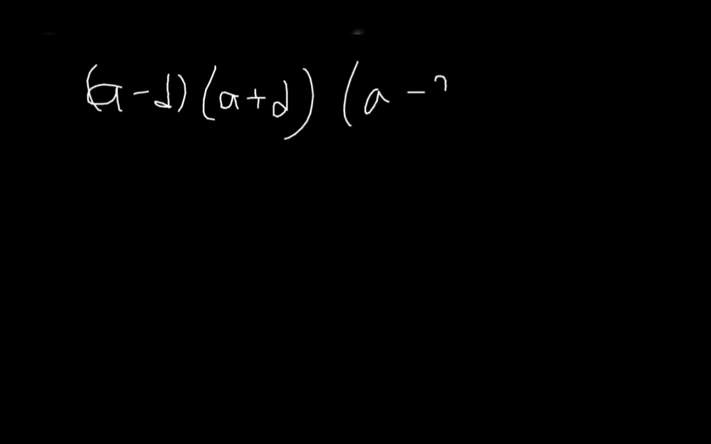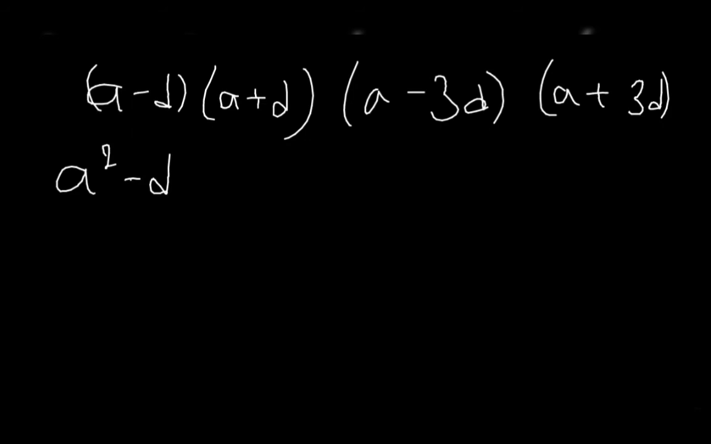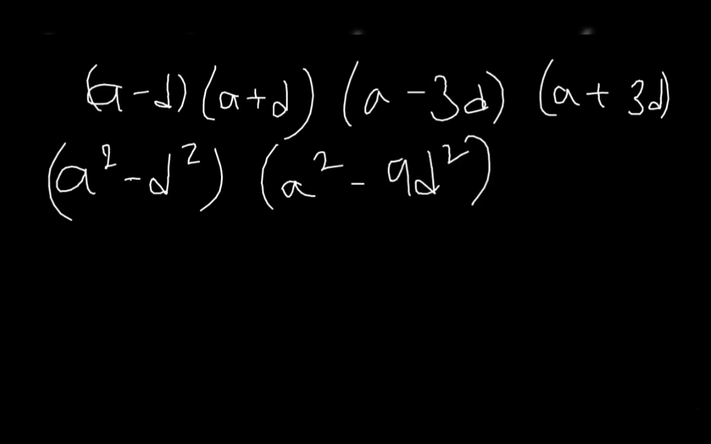Now you have to do the product of them. So the product is nothing but a minus d into a plus d into a minus 3d into a plus 3d. Let me just break this down: a squared minus d squared into a squared minus 9d squared. Okay, is equal to how much?